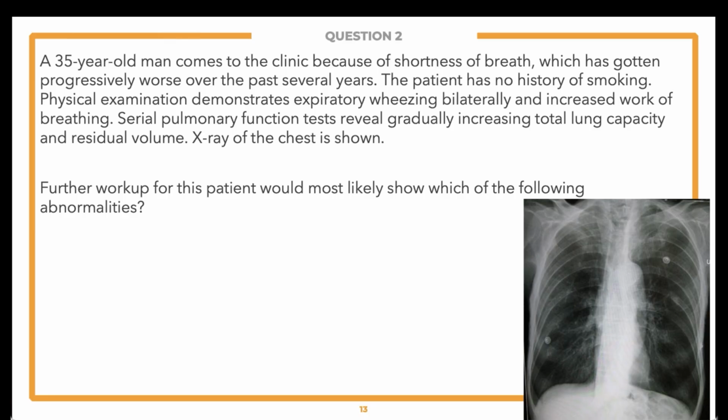So with that, let's go ahead and read the vignette. A 35-year-old man comes to the clinic because of shortness of breath, which has gotten progressively worse over the past several years.